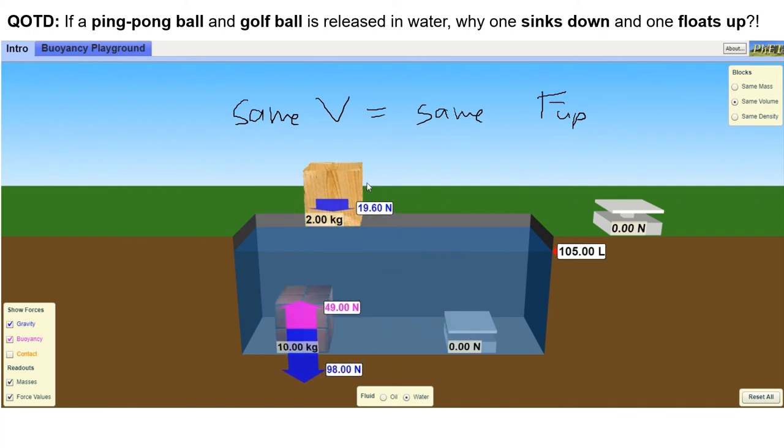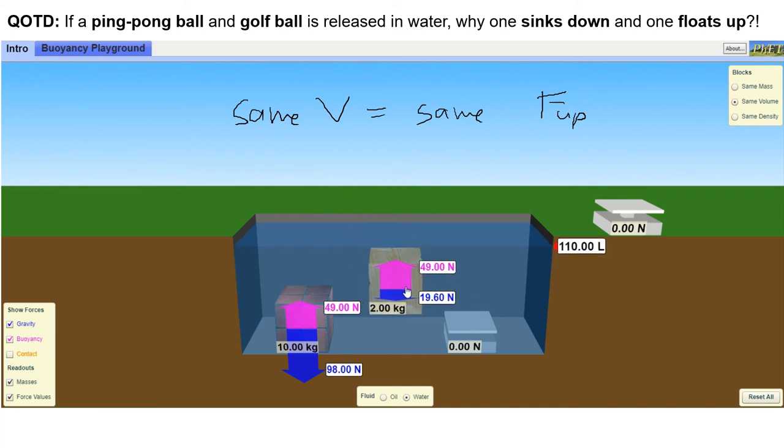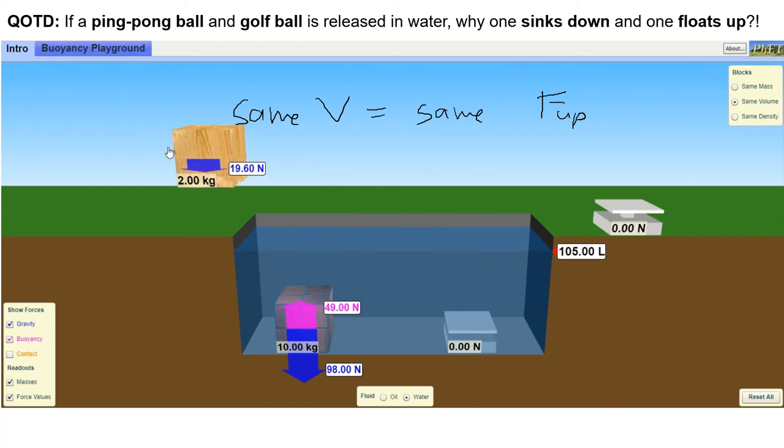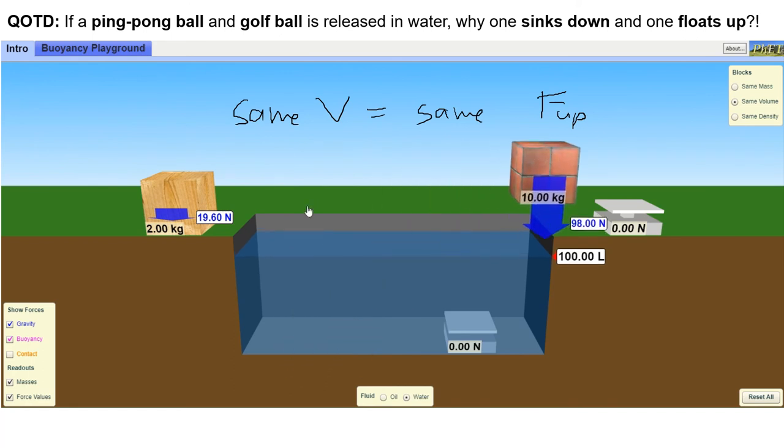How about this wood thing? Very small weight, only 19.6. If I drop it in, push it in the water. Oh my! The upthrust force is still the same, but the weight is much less. So the resultant will be upwards. So if I let go, it's going to go up and float to the top. And it will stop at some point where the upthrust on the remaining part in the water will equal the weight, balanced. And that's how it gets stopped up there. So that's how we can resolve the dilemma: same volume, same upthrust, but different weight.